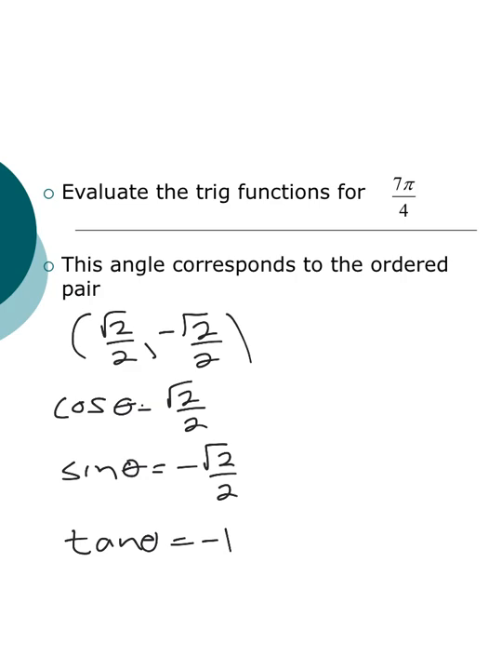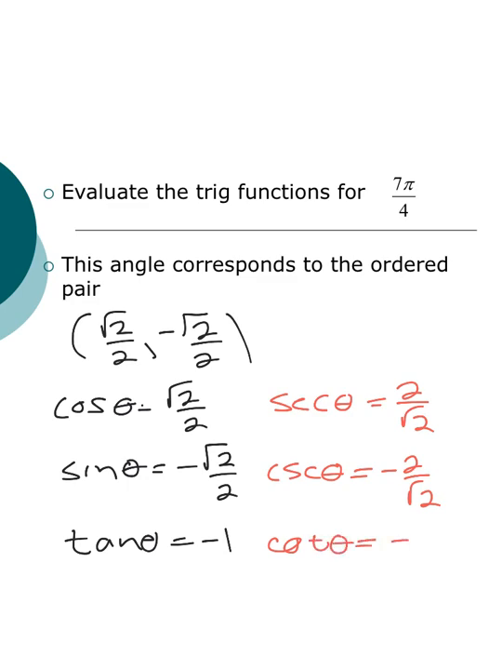If I want to take those and find my other 3, again, we're going to be doing the reciprocal here. So the reciprocal of cosine is secant, which would be 2 over radical 2. The reciprocal of sine is going to be the cosecant, which is negative 2 over radical 2. And the reciprocal of the tangent is the cotangent, which in this case stays as negative 1.